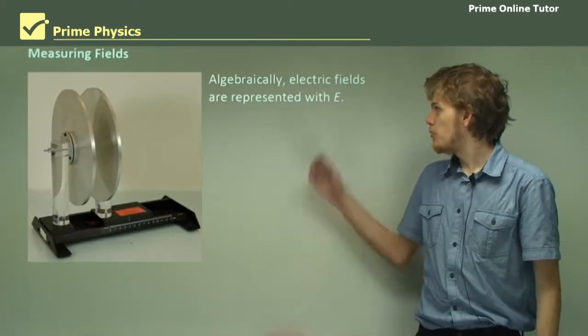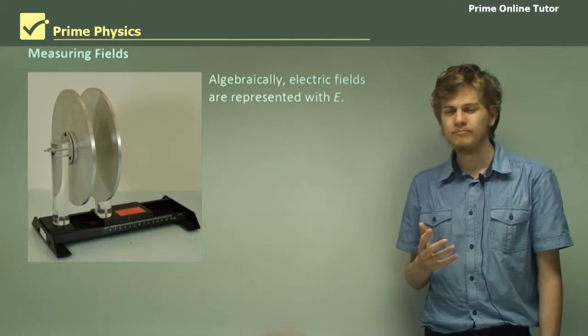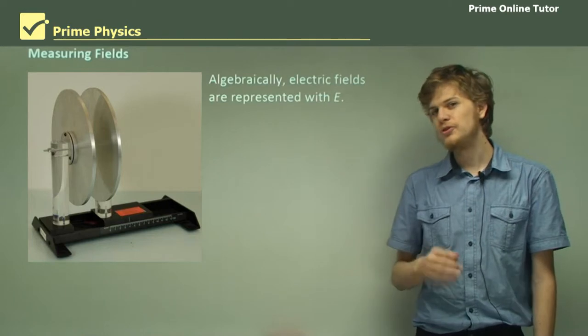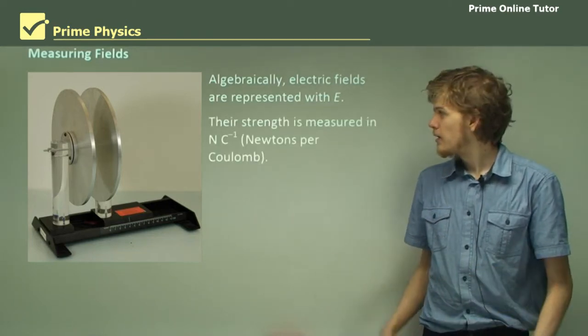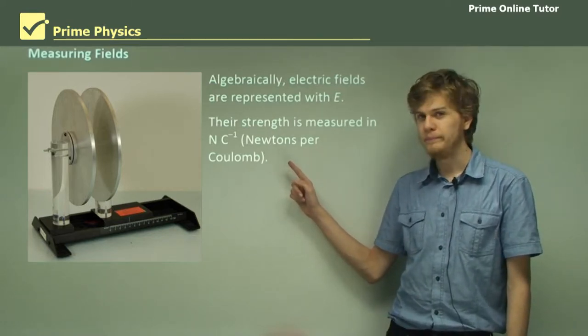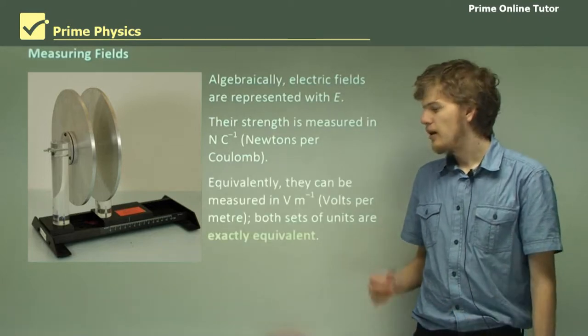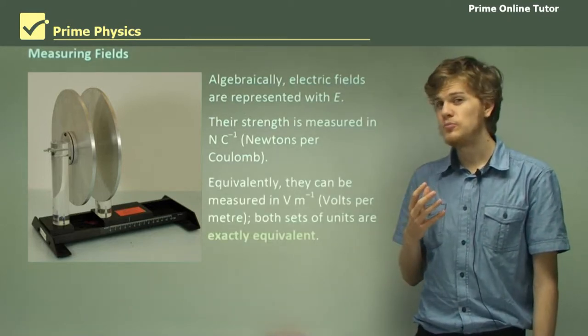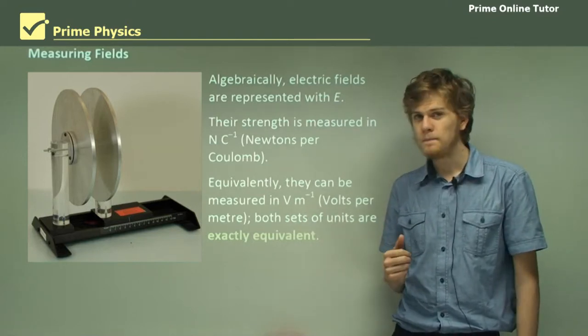Algebraically, we represent electric fields with a capital E, right? Don't confuse it with energy, which uses the same symbol. Now, their strength is measured in newtons per coulomb. We'll learn why in a little while. The thing is, we don't have to use newtons per coulomb. We can also measure it in volts per meter.